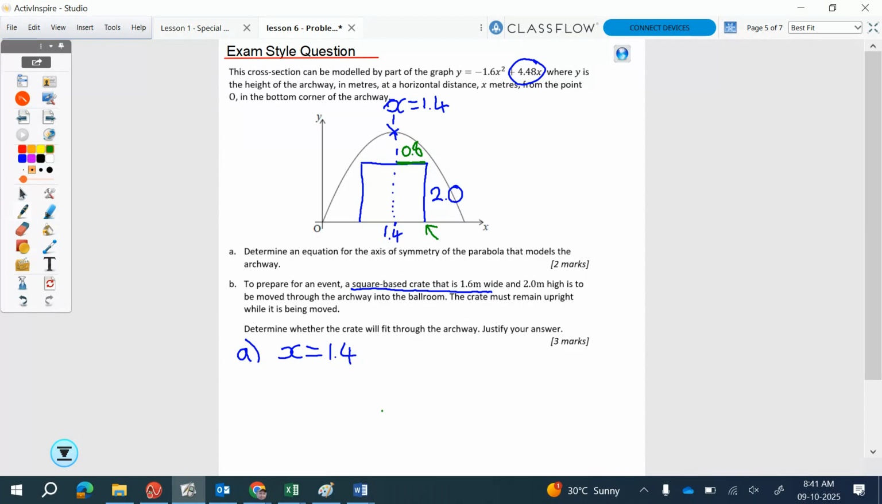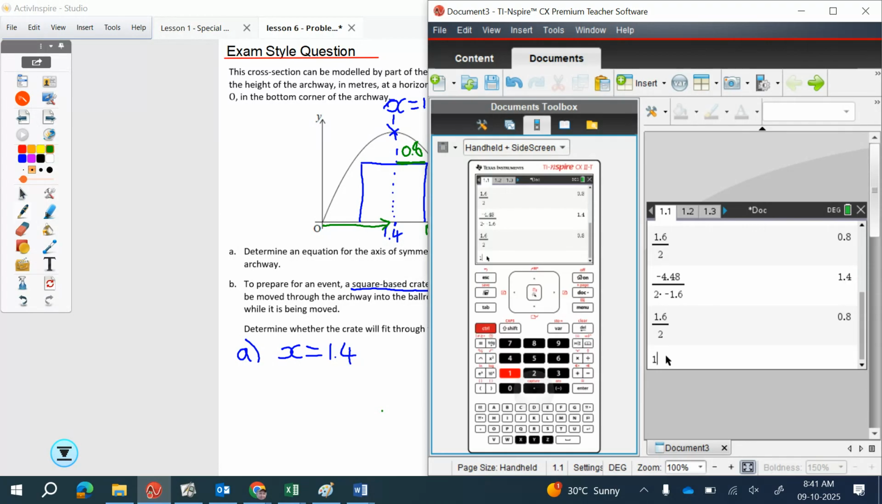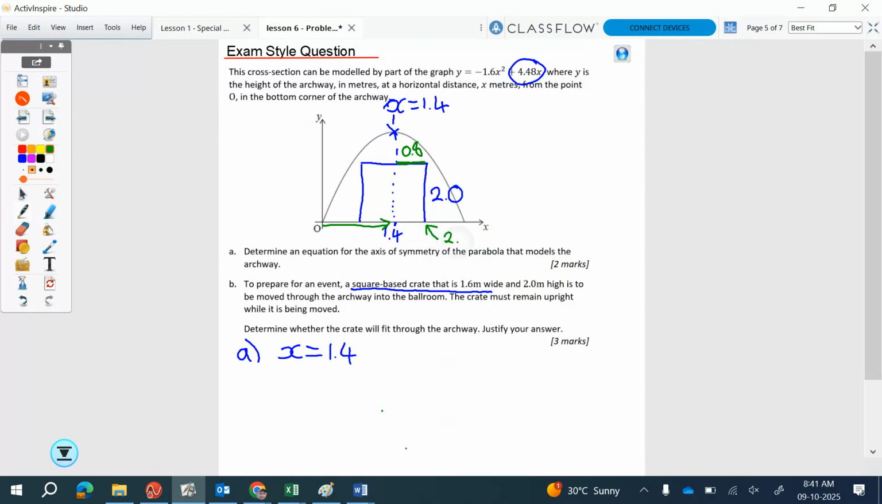How did you get that? I added it to the axis of symmetry. So to get from here to here, we go across by 1.4, and then we go across by another 0.8, and this will get us to this point. So this is 1.4 plus 0.8, and that will get us to 2.2. So this point here is 2.2.